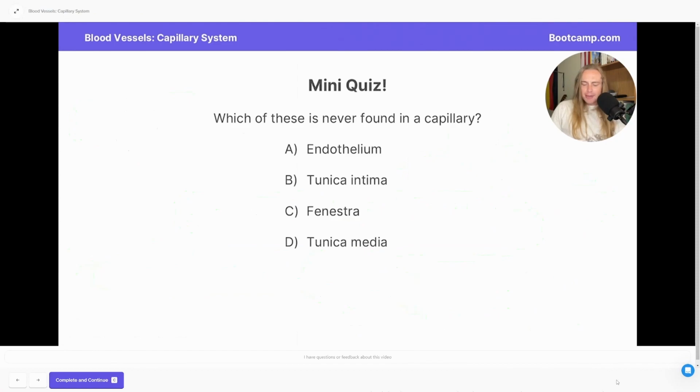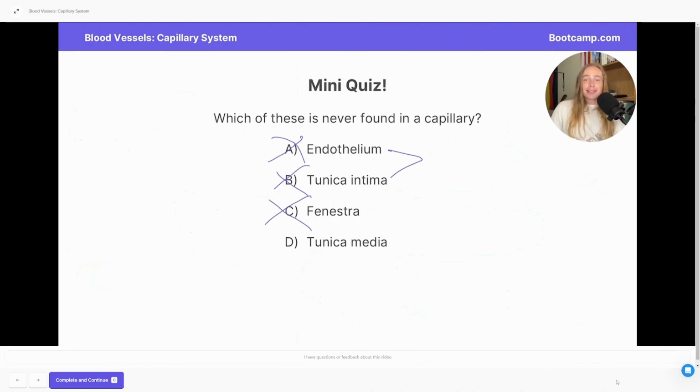So if we look at A and B, these two are both going to go together because remember, tunica intima is always made up of our endothelium. Recall that a capillary has a tunica intima as its only layer, so these are both incorrect. For answer C, recall that fenestra are simply small pores that allow for larger nutrients to enter and exit capillaries more efficiently, so this is incorrect.